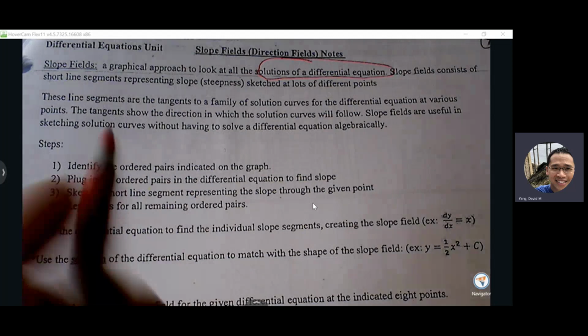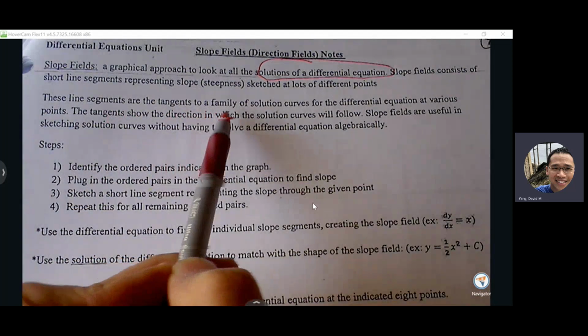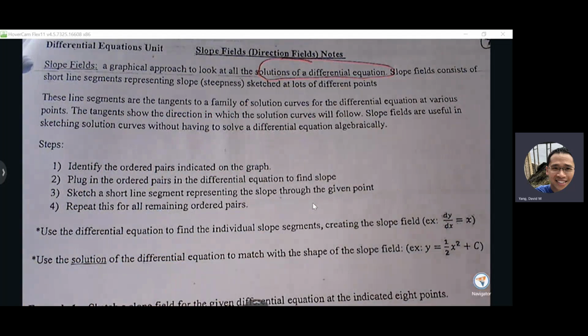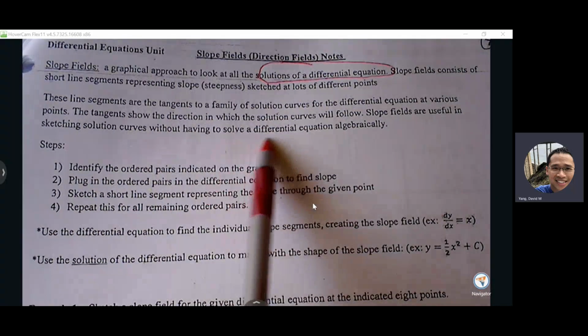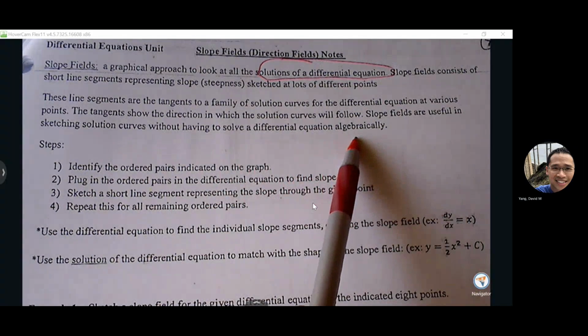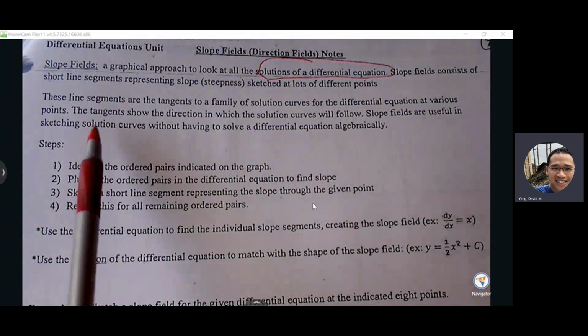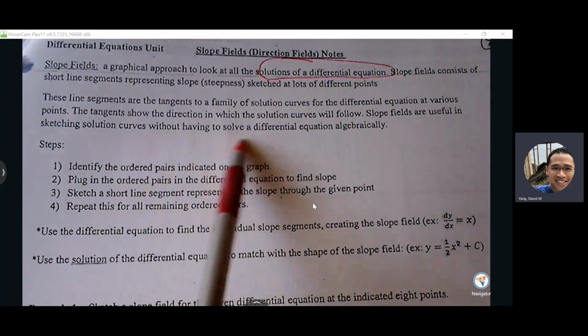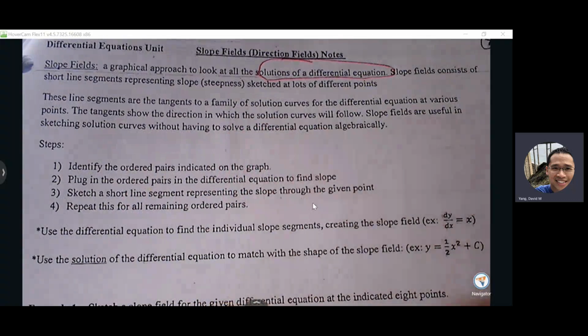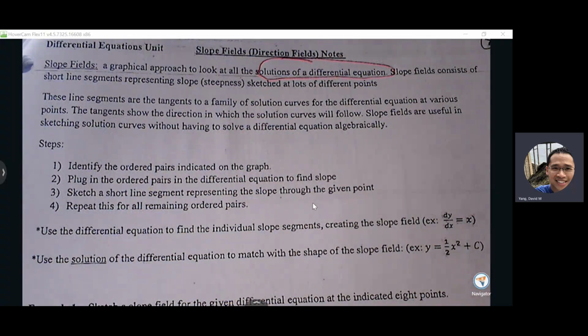Okay, so these line segments are tangents to a family of solutions for differential equations at various points. The tangents show the direction in which the solution curves will follow. Slope fields are useful in sketching solution curves without having to solve a differential equation algebraically, or to sketch the solution curves where we don't have a solution algebraically to a differential equation.